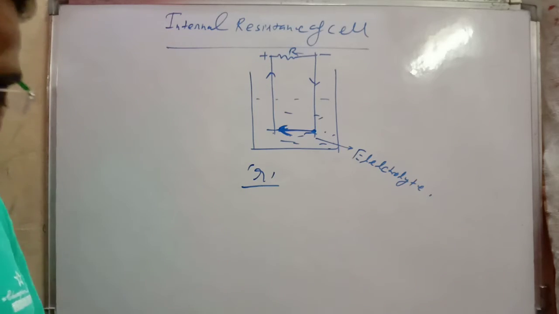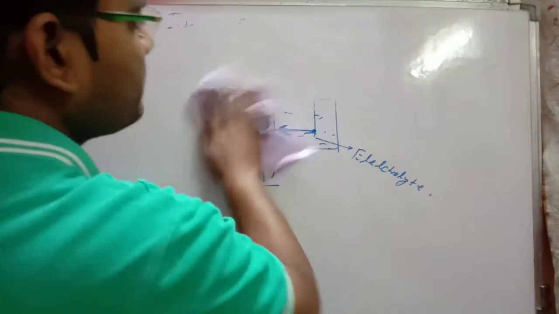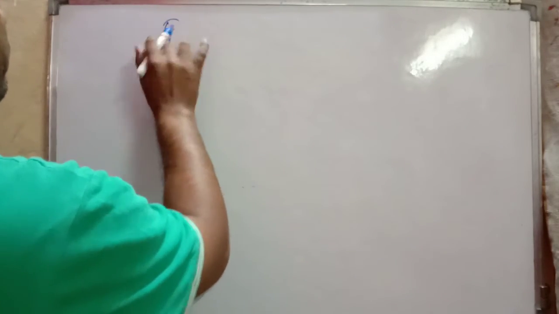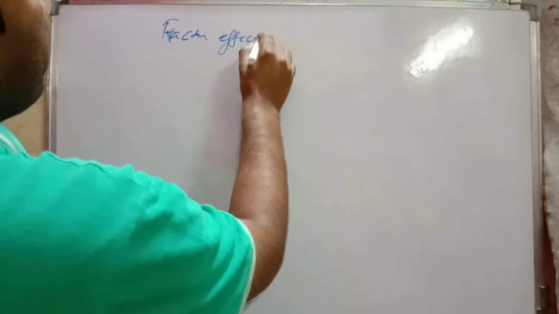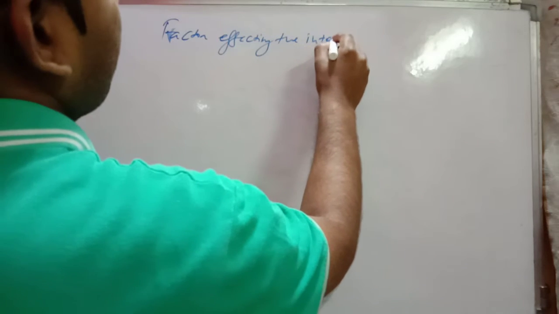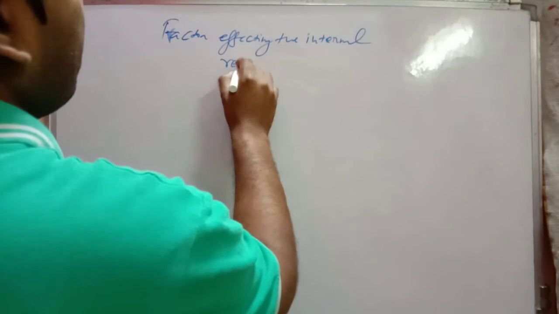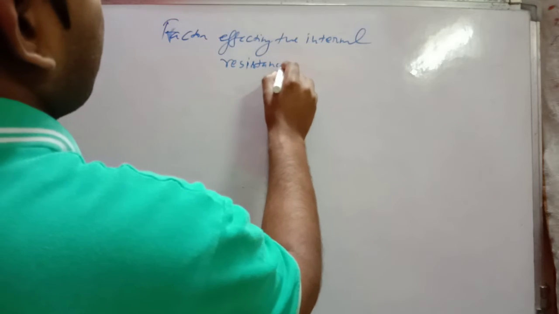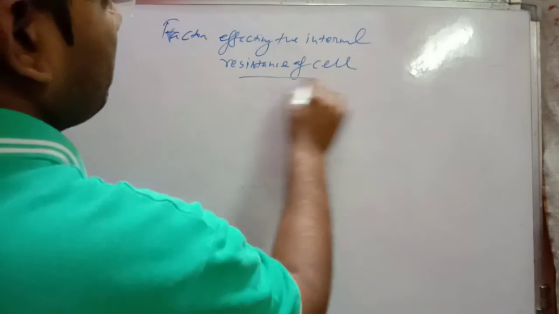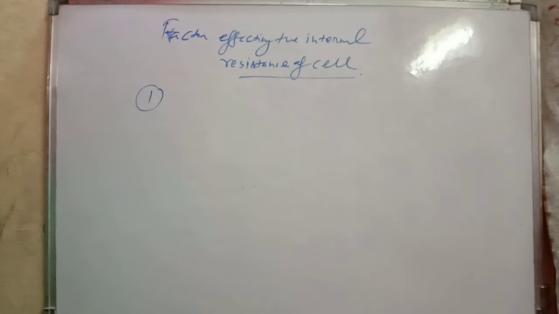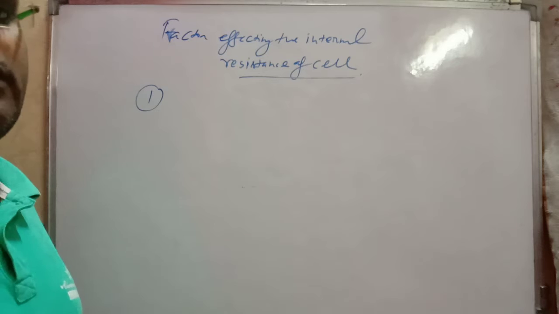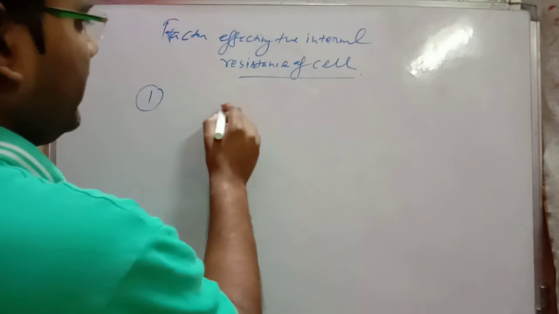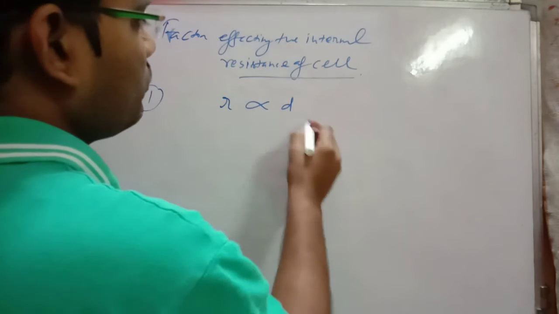Factors affecting the internal resistance of a cell. The first one: the internal resistance of a cell is directly proportional to the separation between the electrodes of the cell. That means internal resistance is directly proportional to D.